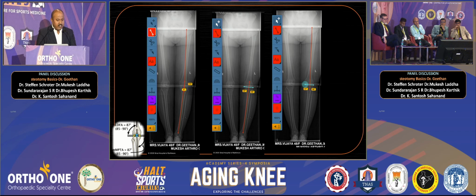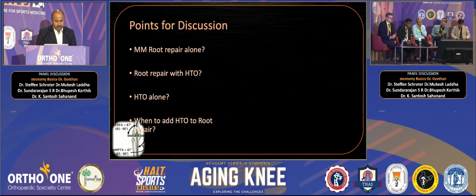There is a 6 degree axis deviation. It is symmetrical. Proximal tibial angle is 87 and distal femoral is 91. Now we have a symmetrical varus knee with a meniscal root tear.